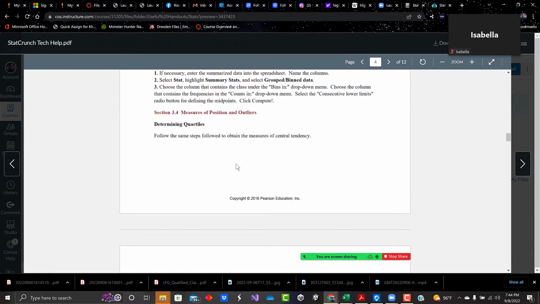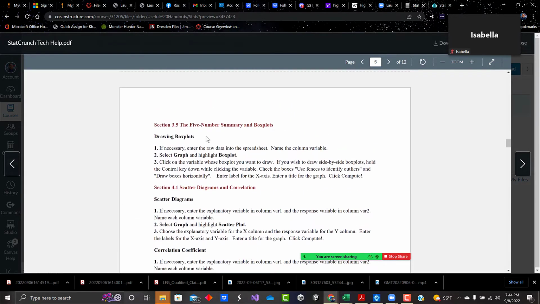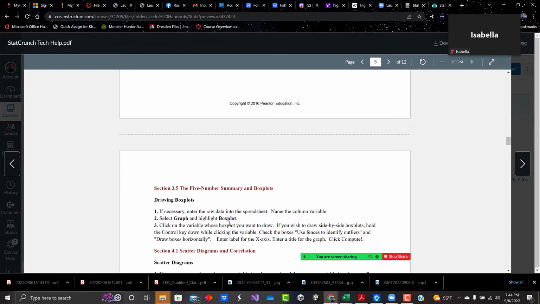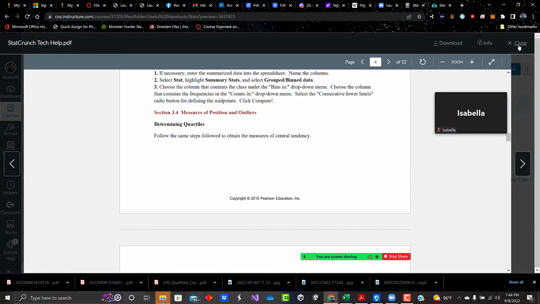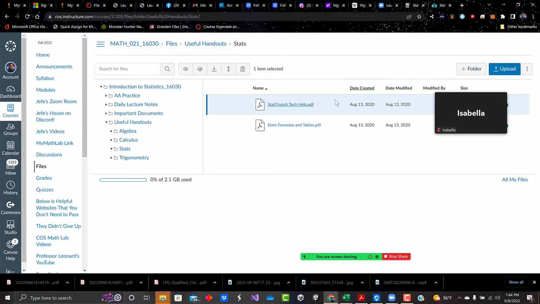On Tuesday next week, we're doing measures of position and outlier, and the 5-number summary box plots. So it will tell you how to do this stuff. That's worth knowing or having available to you.